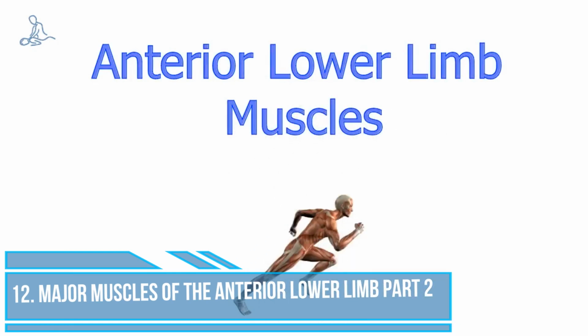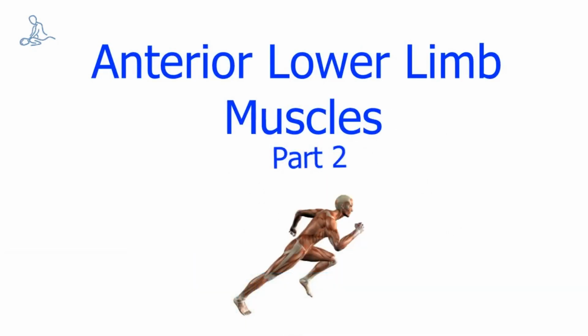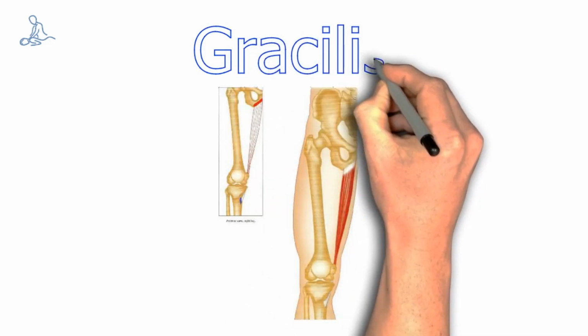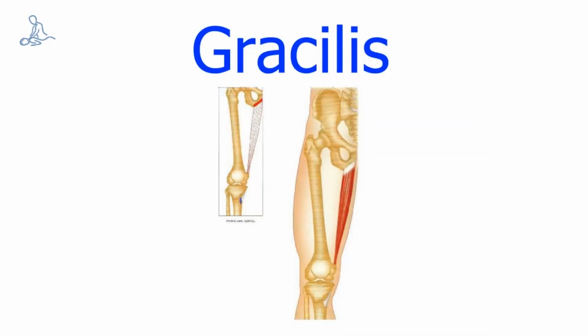Anterior lower limb muscles, Part 2. Gracilis. The origin of the gracilis is the inferior pubis. The insertion of the gracilis is the medial condyle of the tibia. The action of the gracilis is to adduct the hip and flex the knee. Gracilis.